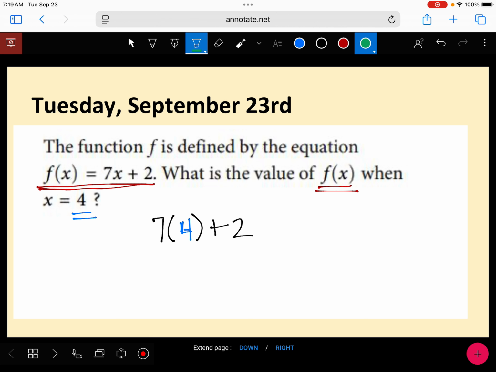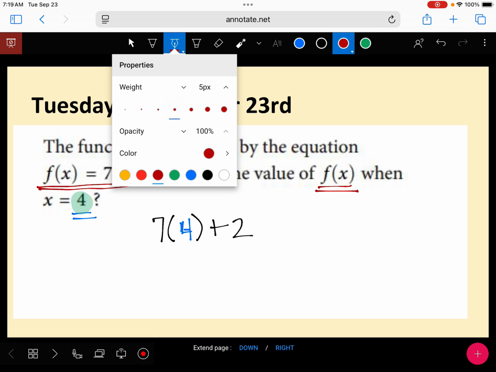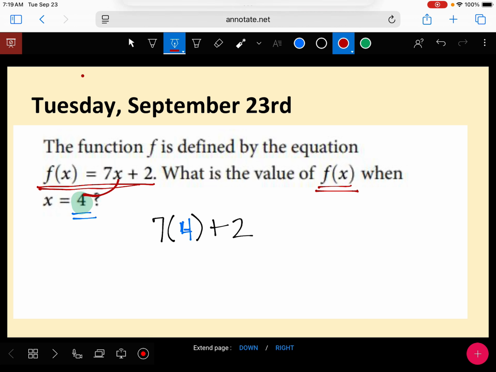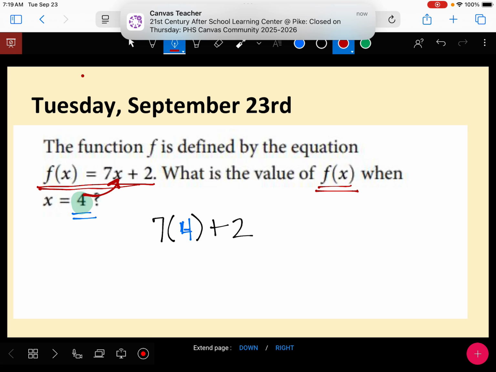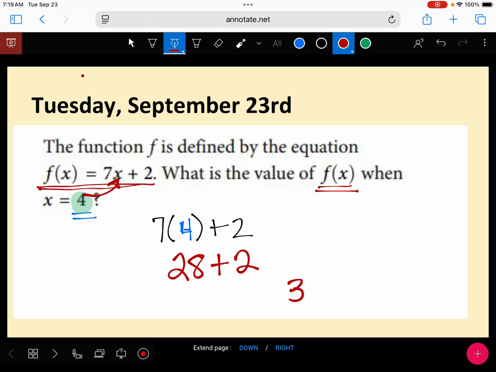So they wanted us to do a substitution. Put this value in for x. So 7 times 4 is 28. And 28 plus 2 is 30. Any questions about our Bell work?